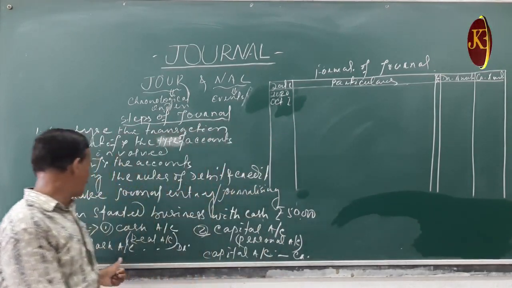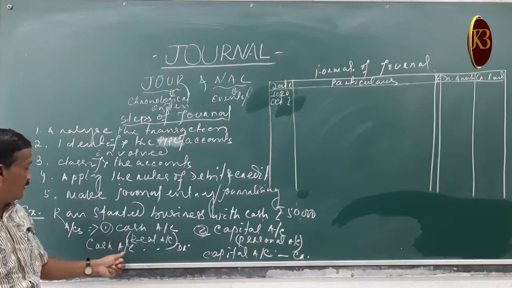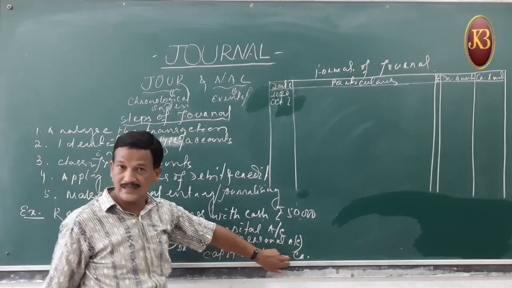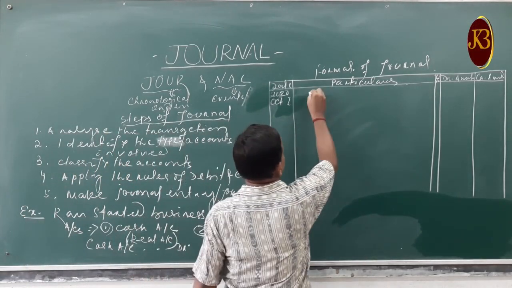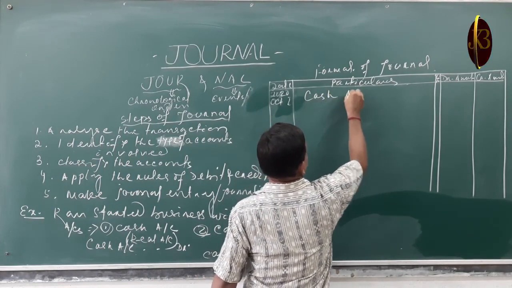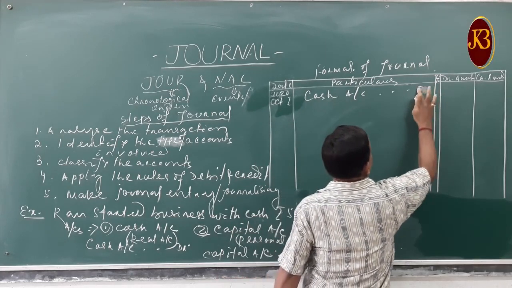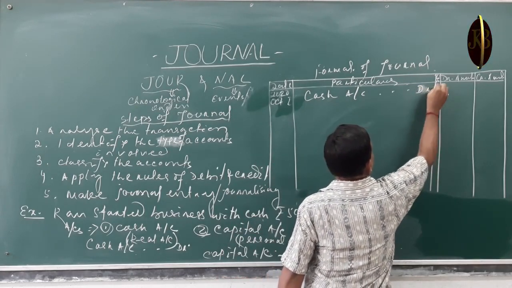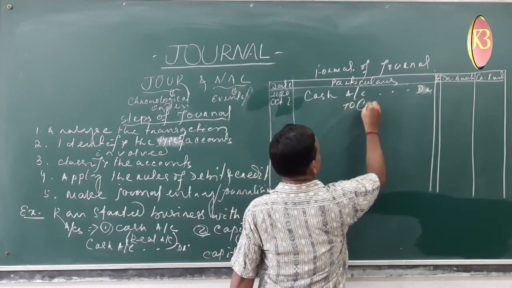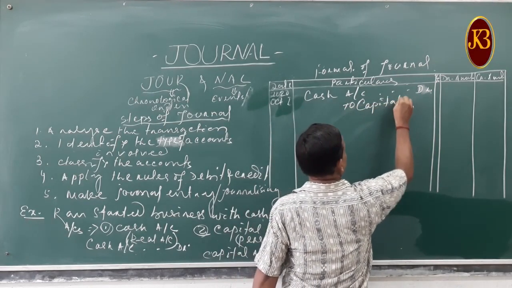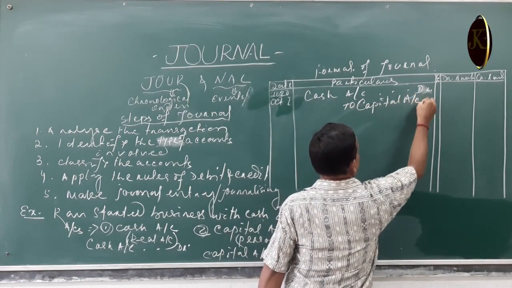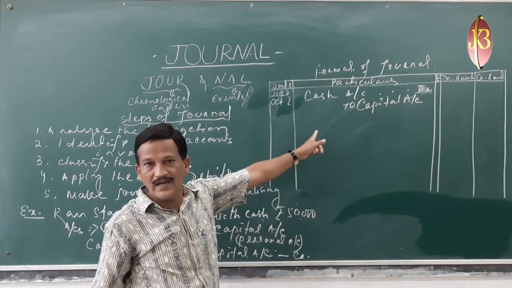What journalizing will you do? Here, cash account is debit, capital account is credit. So write the transaction: cash account debited to capital account. So this is the journal entry.